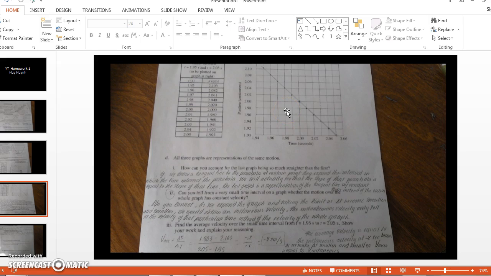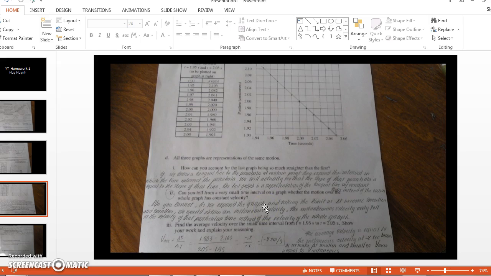Can you tell from a very small interval on the graph whether the motion over the whole graph has constant velocity? I say no, you cannot. As we expand the graph and take the limit as delta t becomes smaller and smaller, we obtain an instantaneous velocity at that particular point. And the instantaneous velocity can only tell us the velocity at that time instead of over the whole graph. So this is the calculus definition of instantaneous velocity.